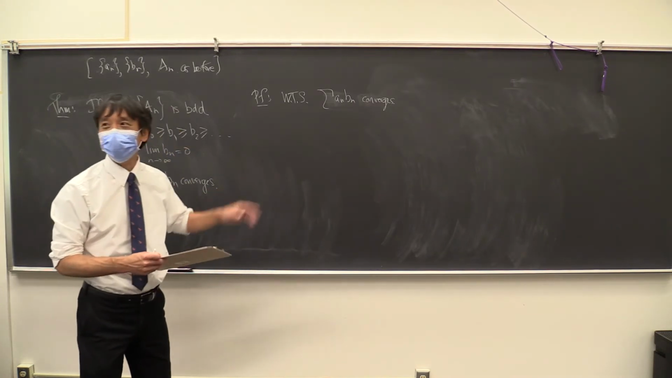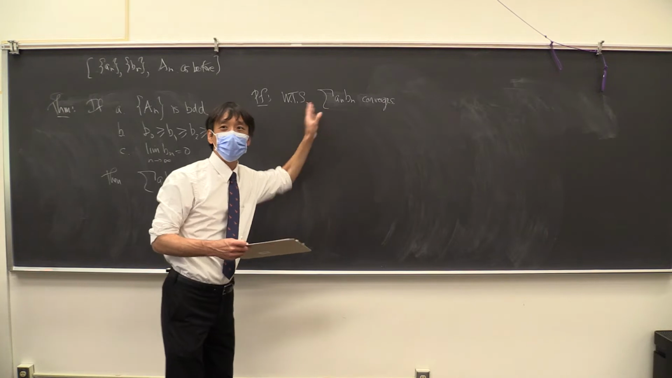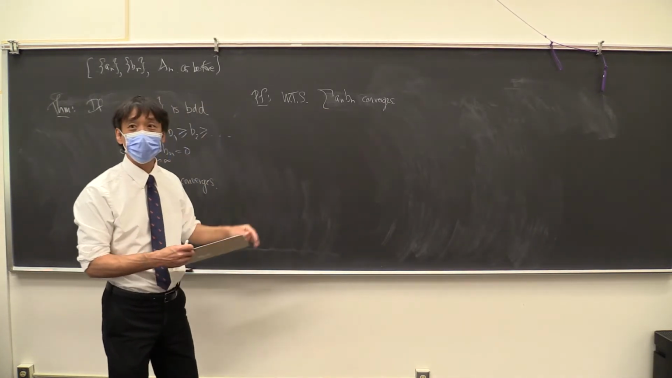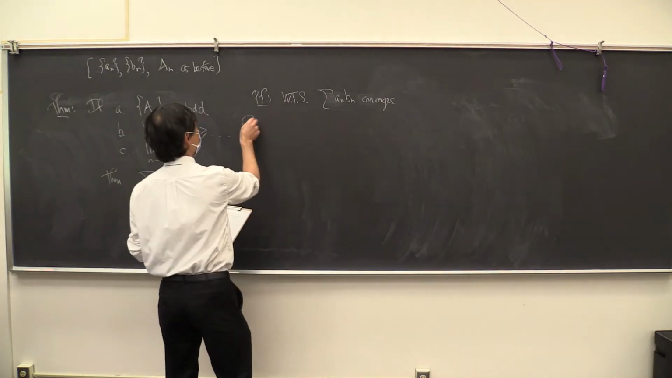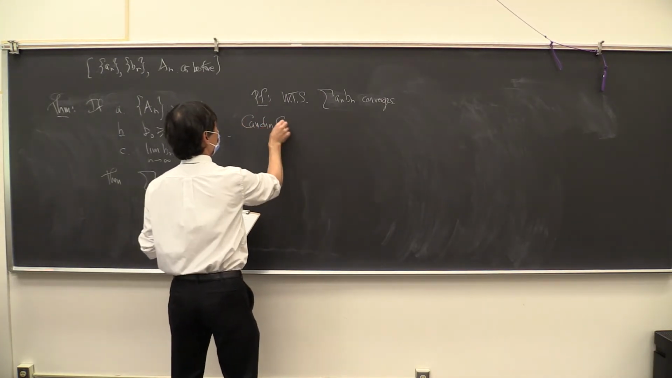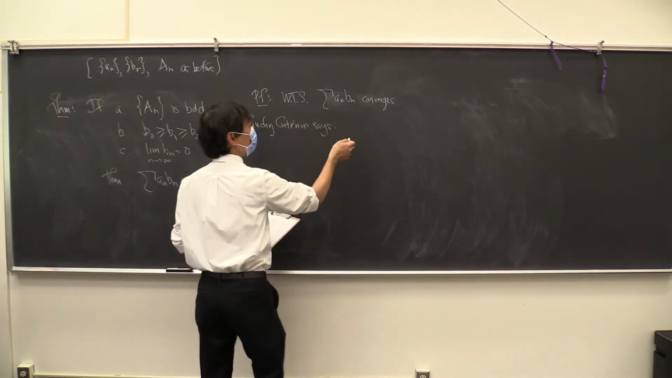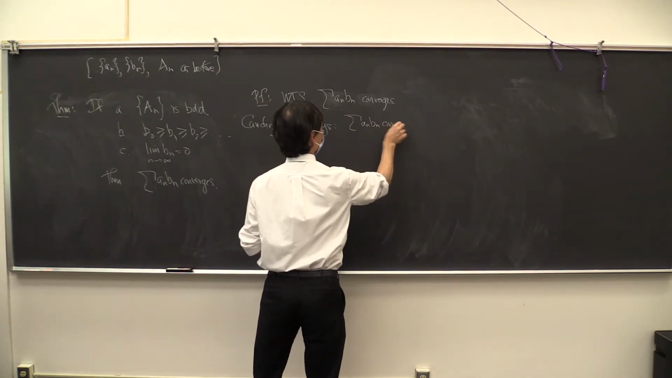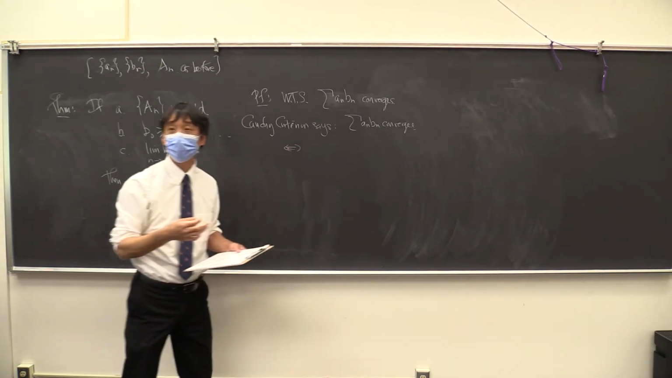Let me just tell you. We're going to use the Cauchy Criterion. The Cauchy Criterion is one of the major tools to show these sorts of theoretical results. The Cauchy Criterion says that this thing converges if and only if what happens?